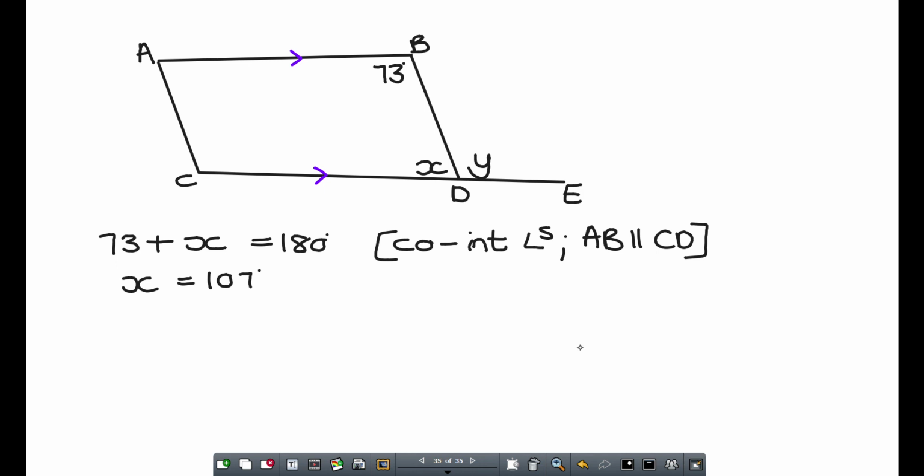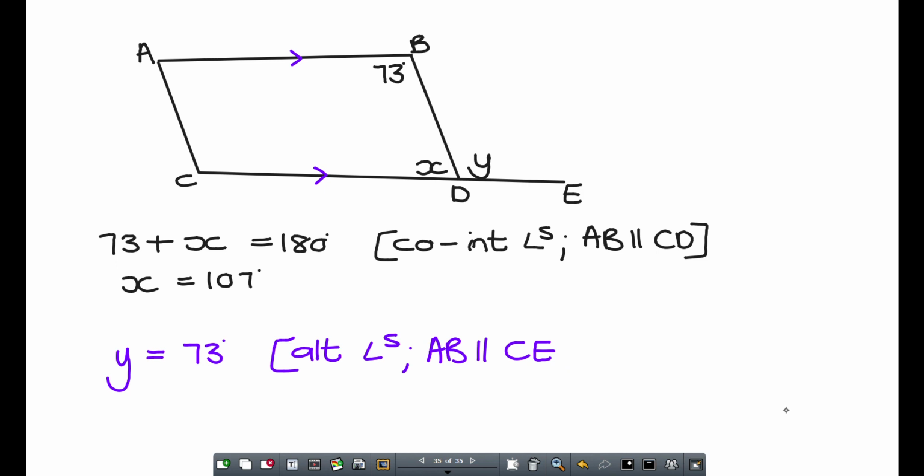Okay, so let's just write the answer. So y will be equal to 73 degrees. I'm going to say we used alternate angles because AB is parallel to, and listen, you could have said CD or CE or DE because they're all on that same line. Okay. Yes. What did you want to say?